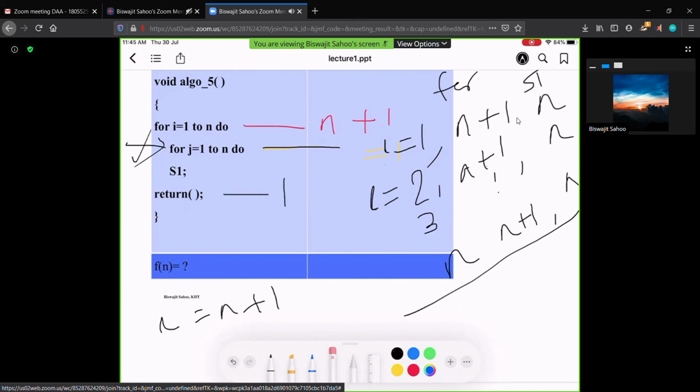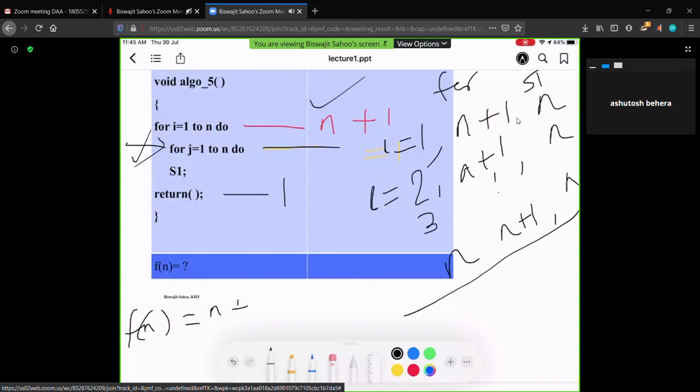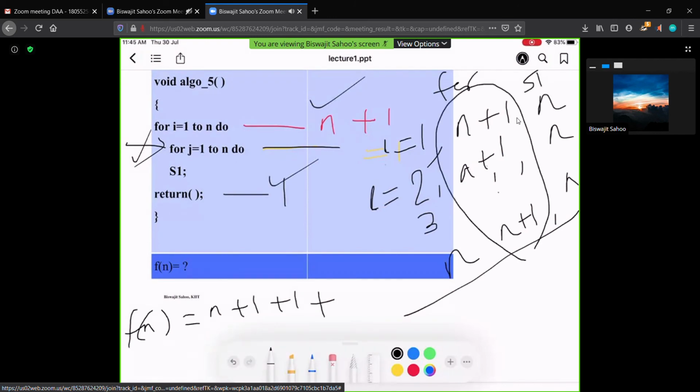Let's do the addition here. Addition, you all are very keen. Now I can write down my frequency count. F of n will be this n plus 1, plus this one, plus this n plus 1. It is added how many times? N times.